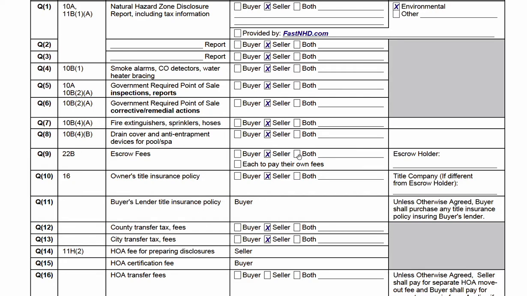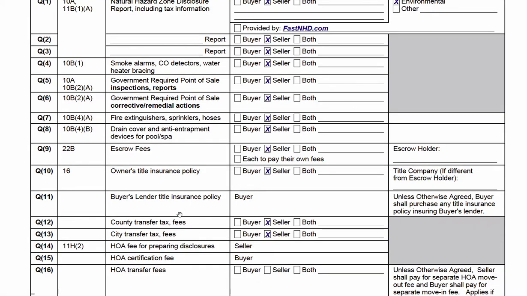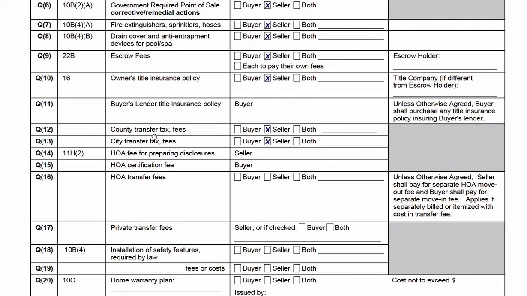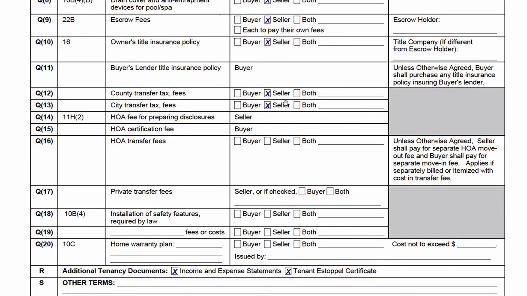Which is actually kind of the same as both. It's weird they have this verbiage here, but that's a whole different video. The buyer pays for their own lender title policy if they're getting a mortgage. Seller to pay county transfer, seller to pay city transfer. There's not always one. That's if applicable. Not all cities have a transfer tax or fees. And so you could leave it blank if you know the city doesn't. But I put seller because in SoCal, that's who would be paying this.